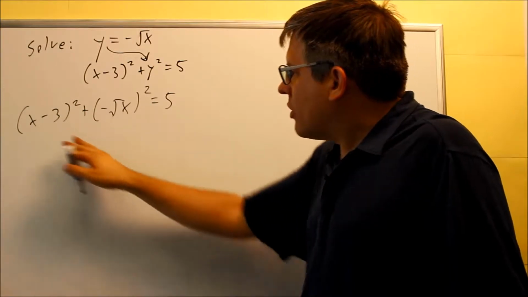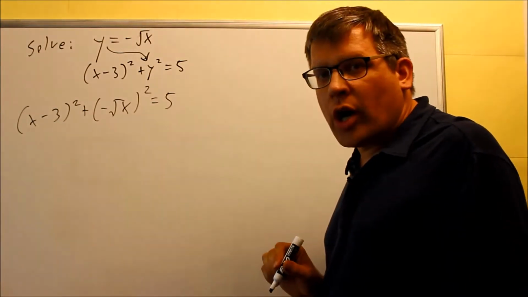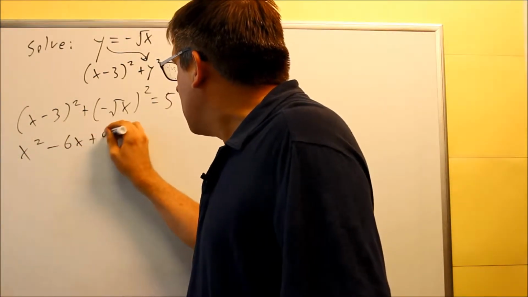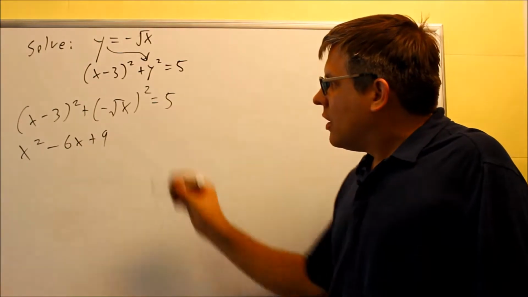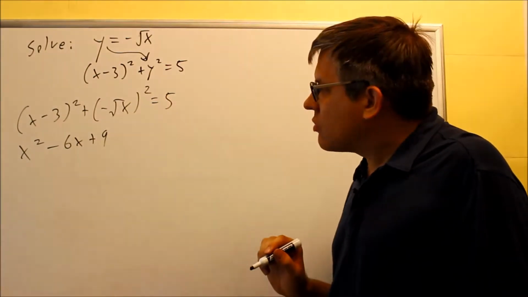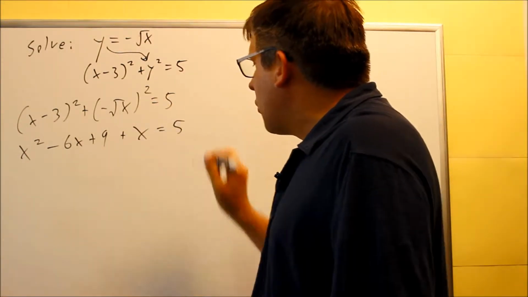So what we're going to do now is distribute everything. For this (x minus 3) squared, we want to multiply that out. That's x squared minus 6x plus 9. Now this one, the square will get rid of the negative, and it's also going to get rid of the square root. Those two cancel out, so you get plus x, and that equals 5.